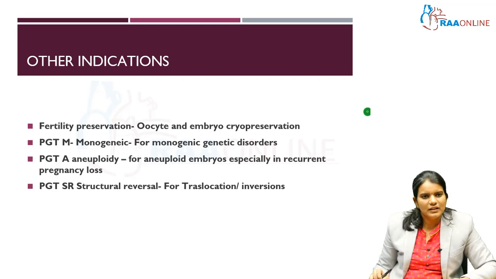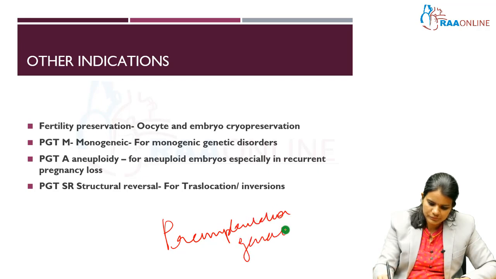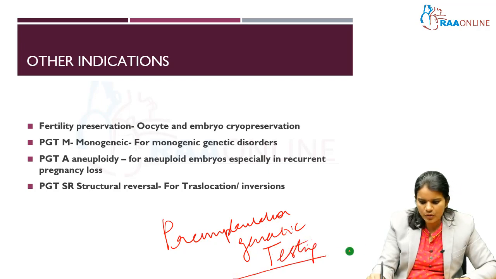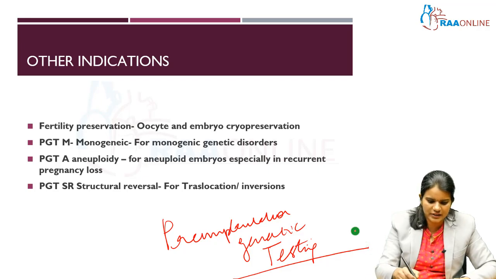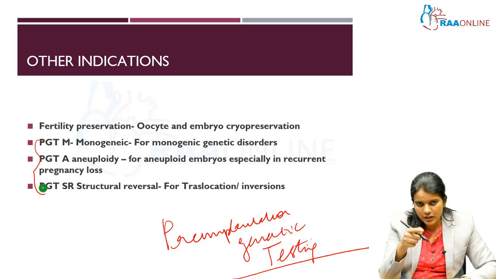Now, coming to the PGT. PGT is pre-implantation genetic testing. There are 3 types: PGT-M, that is for monogenic genetic disorders, PGT-A for aneuploidy, and PGT-SR for structural rearrangements, that is for translocations and inversions. You just need to note the names because some examiners may ask, and one question has also come.